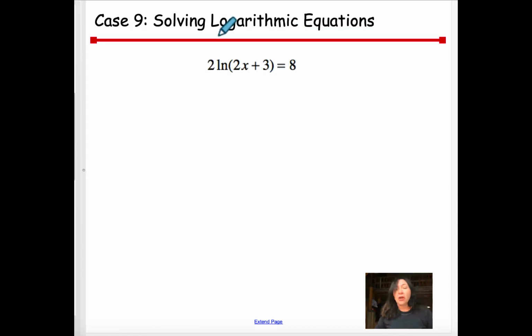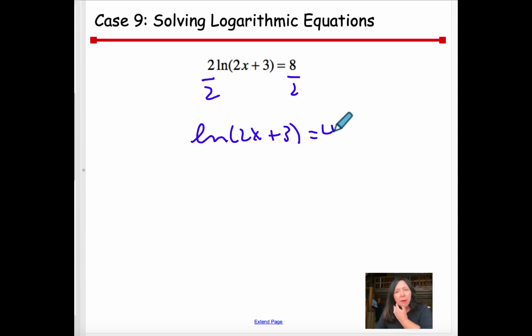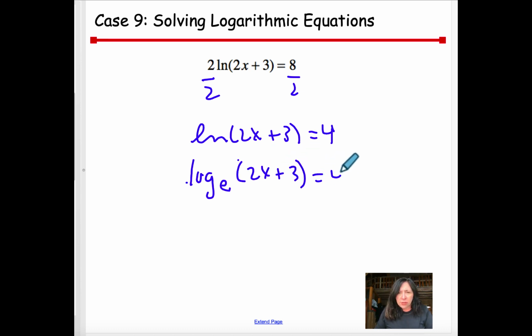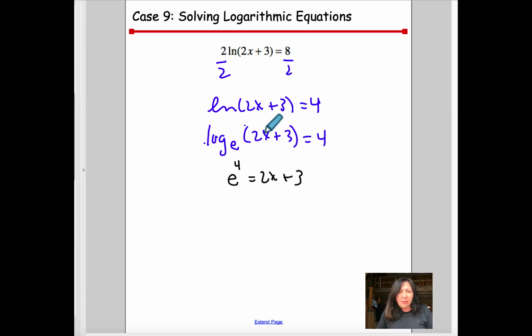For this problem, again, we're unraveling this to find x. We divide by 2 first, and then we get ln of 2x plus 3 is equal to 4. Then I replace ln with log base e, and I still have 2x plus 3 is equal to 4. The base e then goes across the equal sign, so we have e to the 4th power equals 2x plus 3. And I'm going to subtract 3.